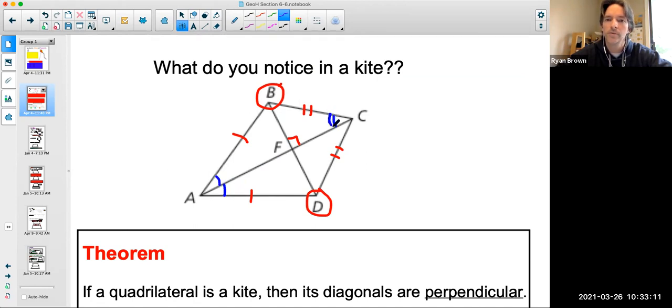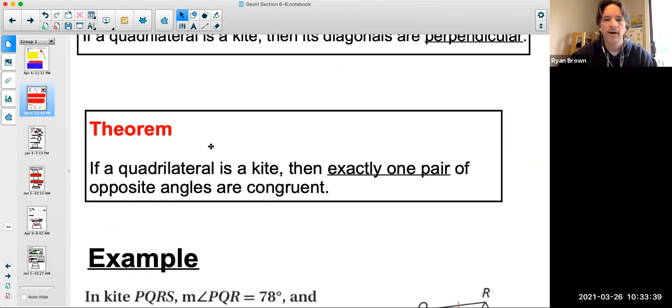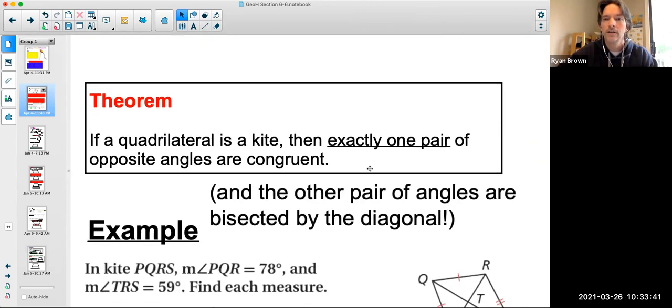So those little blue pieces are congruent to each other. That doesn't happen with B and D. These two angles here are not congruent, and these two angles here are also not congruent. So interesting, ready? In a kite, one pair of opposite angles are congruent, and the other pair of opposite angles are bisected by the diagonal. One pair is congruent, the other pair is bisected. All right, so on the bottom, diagonals are perpendicular in a kite. One pair of opposite angles are congruent, and the other pair are being bisected by the diagonal.